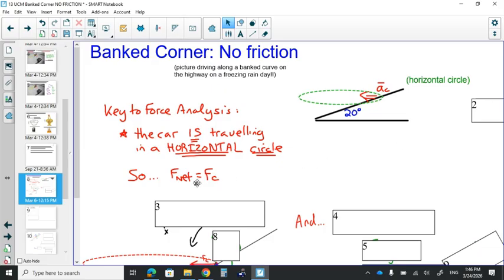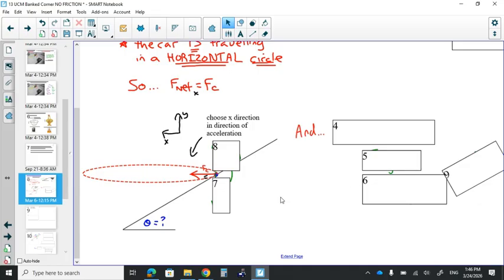So first of all, one of the things we could say is that while you're traveling in circular motion, you must have a net force equal to a centripetal force, right? So in this picture there's the ramp, right? And there's that horizontal circle we're in. We know there must be a centripetal force for that centripetal acceleration. So we're going to choose the direction system where your x direction is in the direction of acceleration. Pretty typical for us to do.